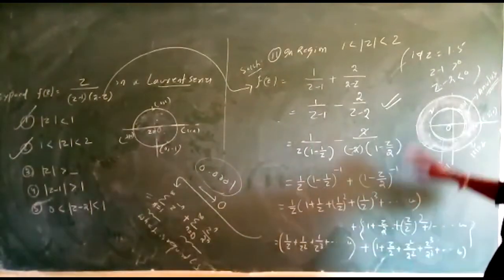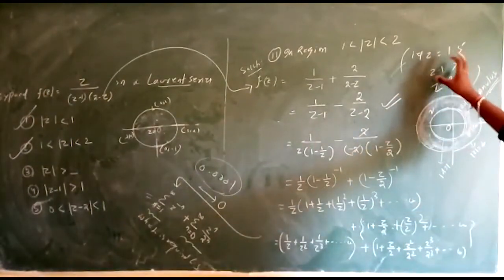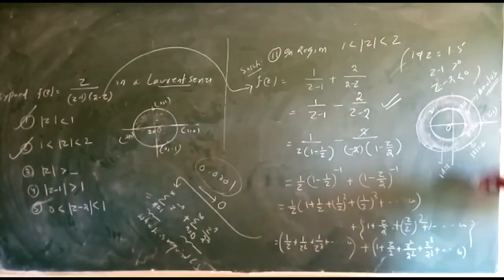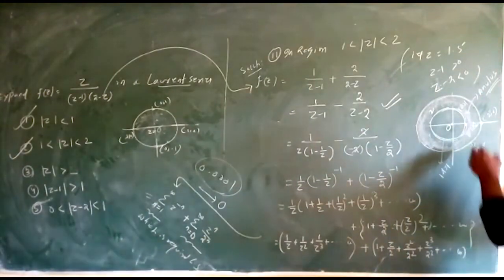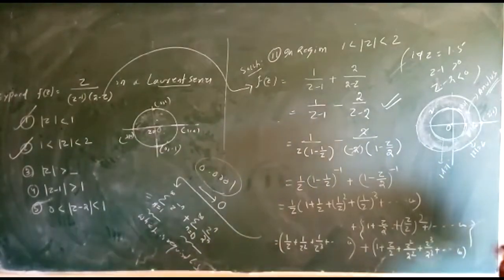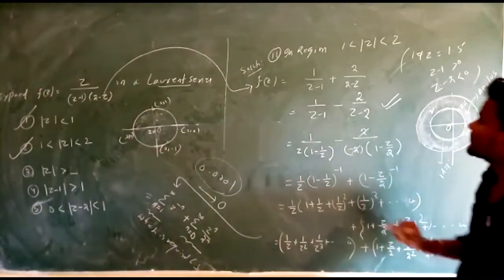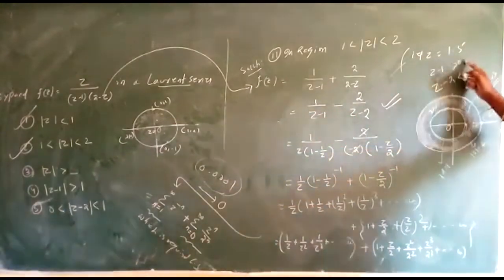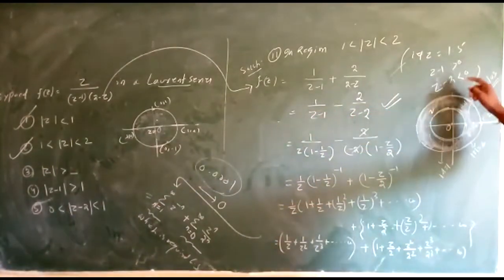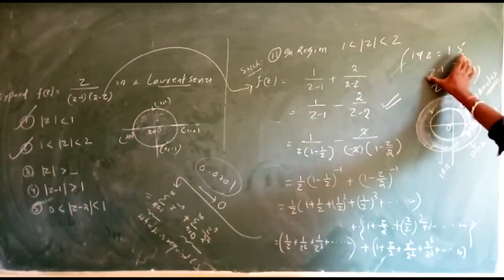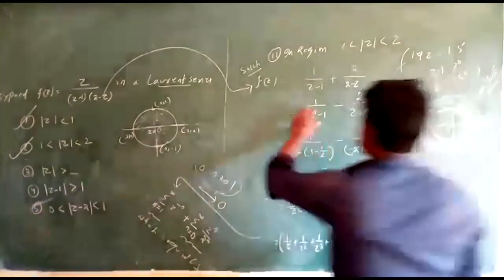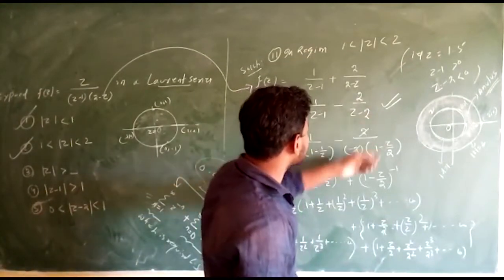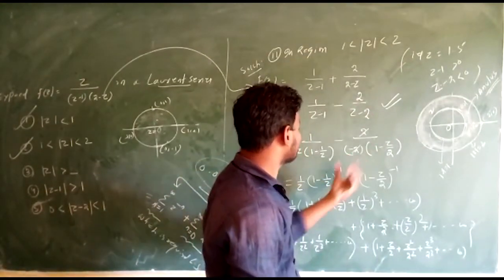Then suppose we choose a point, because this is the point 1, this is the point 2. We choose inside this a number, suppose 1.5. By putting this, z-1 is positive, z-2 is negative. If z-1 is positive, then taking z common. This term is negative, then taking minus 2.